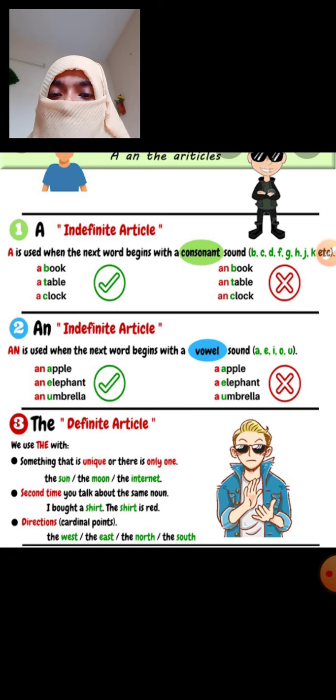And number 3, directions, cardinal points. That means before the four directions, east, west, north, south, we use the article.